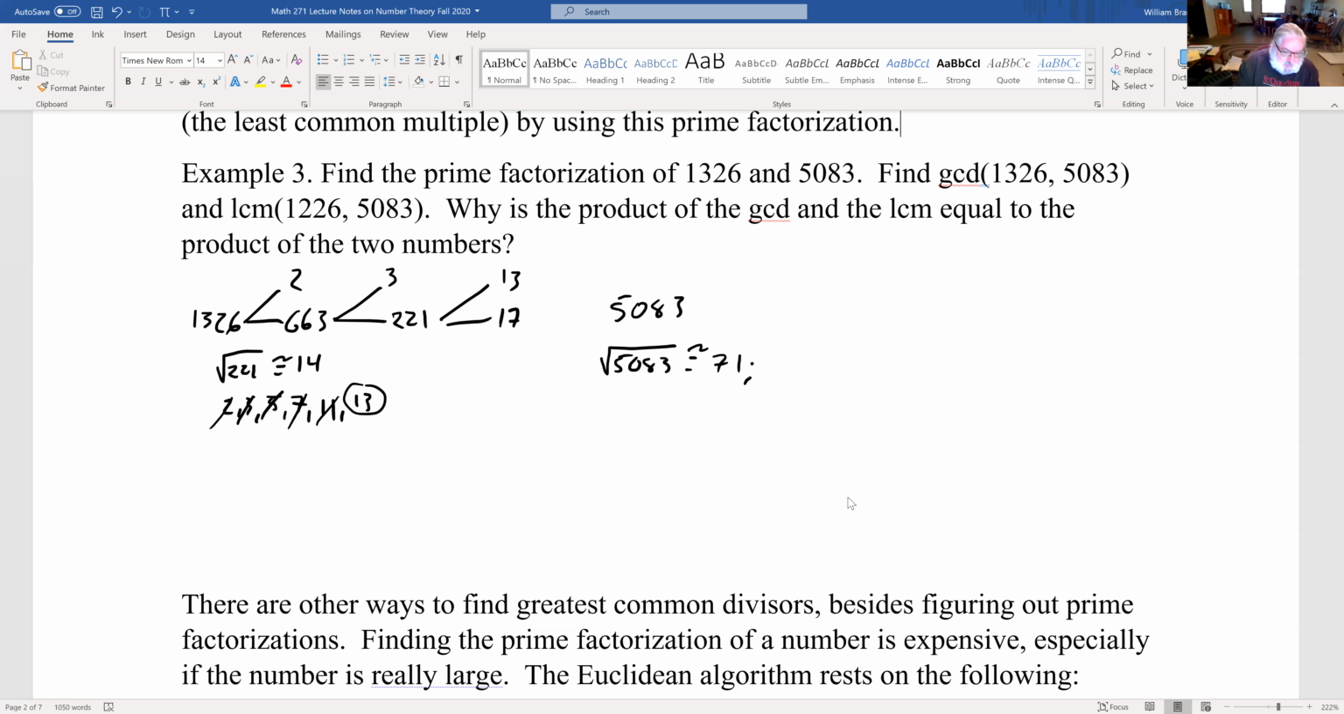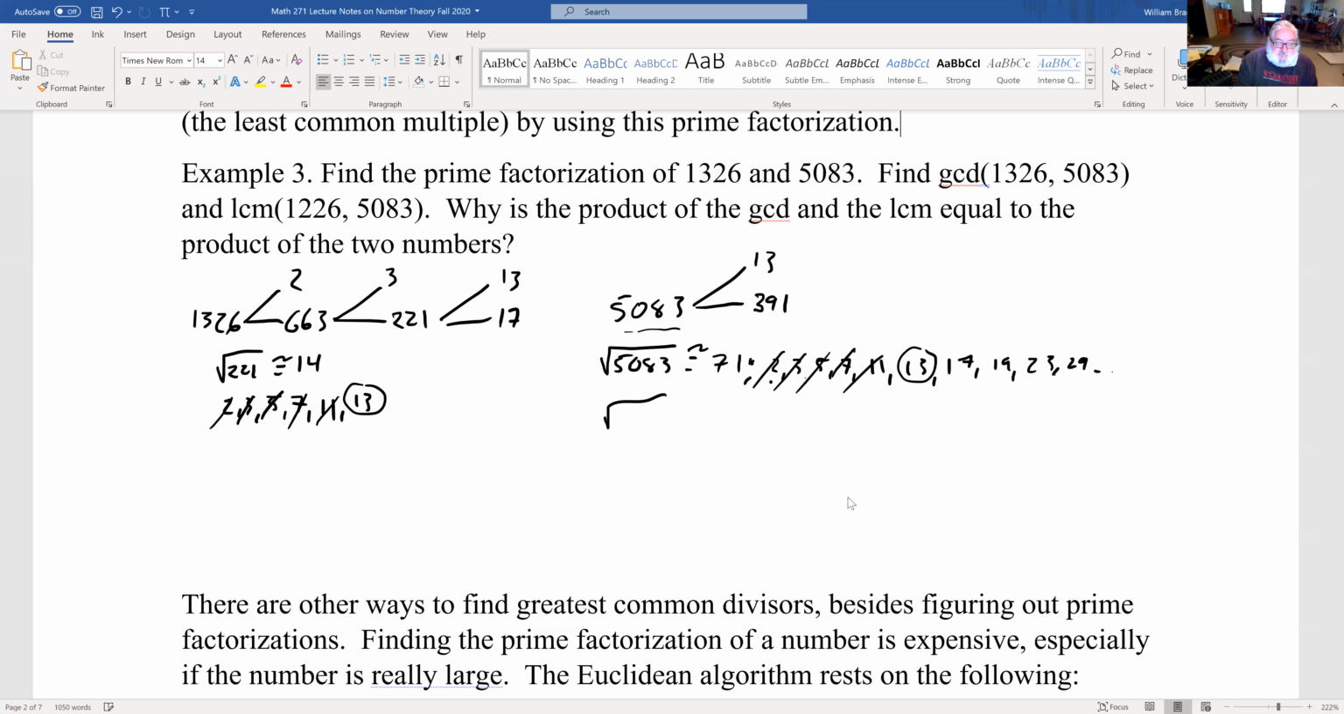We can list out a bunch of them, at least the first ten: 2, 3, 5, 7, 11, 13, 17, 19, 23, and then 29. And then there are some more after that. So we'll just start thinking about whether this number is divisible by any of these primes. We know it's not divisible by 2, 3, or 5. And then the rest, you just have to start checking them. It's not divisible by 7. It's not divisible by 11. It is divisible by 13, though. And so we factor 13 out of 5083, and that gives me 391.